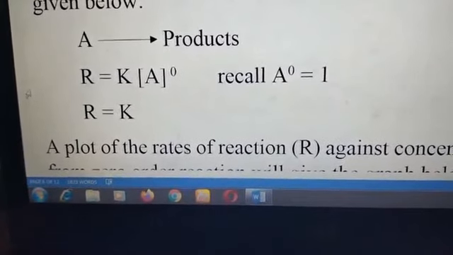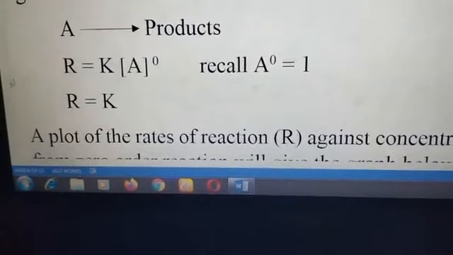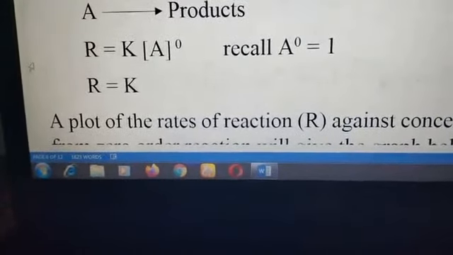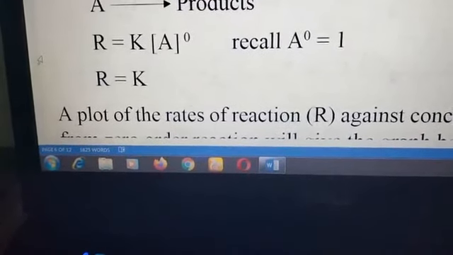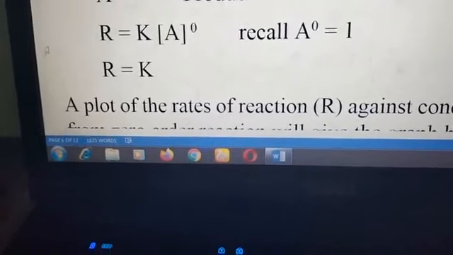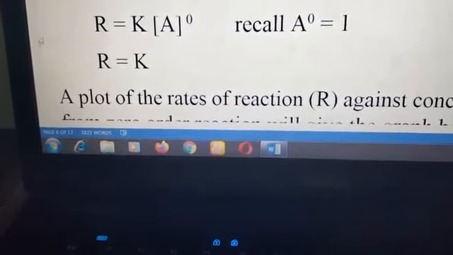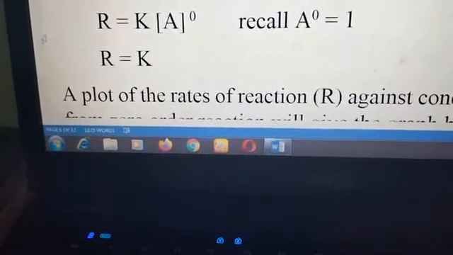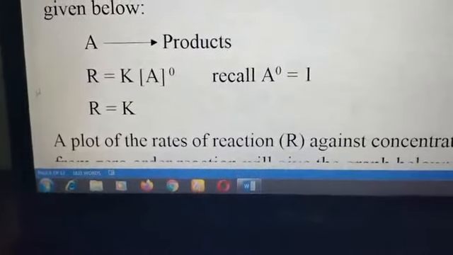And in mathematics, any value raised to power 0 is 1. So [A] raised to power 0 is equal to 1. We will now have R equal to K because A will vanish, being 1. That means in a zero order reaction, the rate of reaction R and the rate constant K are equal. The two are equal. That means the rate of reaction does not depend on concentration in a zero order reaction. So we'll now move on.